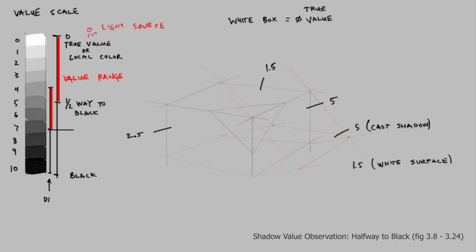Because we're actually rendering this cube with values, we won't eventually have any line work or outlines on here, so having those values be a different number will help us define the shape of this object or cube.